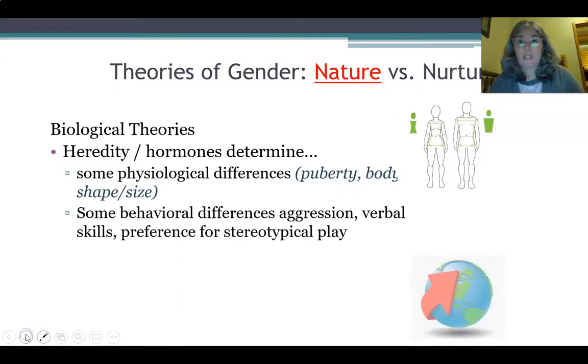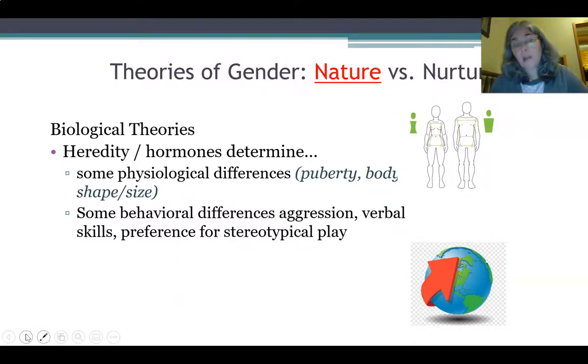So again, there are a lot of physical changes that occur due to our biology. Also, some behavioral differences we believe are also connected to biology, such as differences in aggression. With differences in aggression and preference for that stereotypical play, that is something that we find around the globe. Rural, urban, third world countries, everywhere. Because it is a universal finding, we believe it to be strongly biological in origin, because the environment is so different in all those situations, but we still see boys are more active, boys are more aggressive, boys' play has the same characteristics.